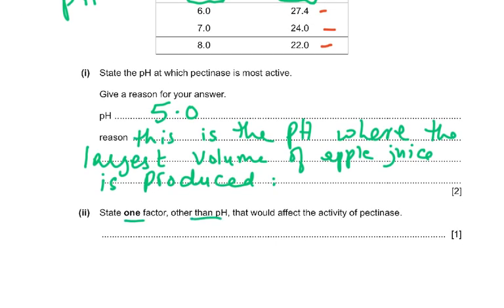State one factor other than pH that would affect the activity of pectinase. Yeah, the temperature, concentration of the enzyme, or surface area of the apple. So you have to think of the practical when you were doing it. All enzymes are temperature sensitive. They would be affected by temperature. If the temperature is less than the optimum, slow. If it's more than the optimum, denature the enzyme. Or you could have talked about the volume or the amount of enzyme, or the surface area of the apple.